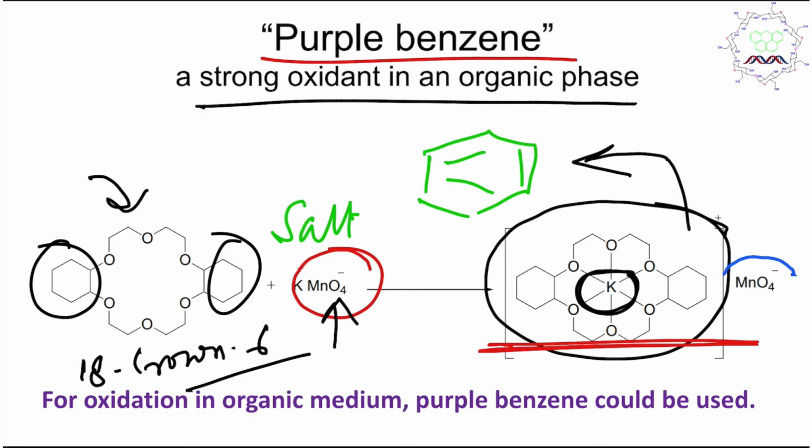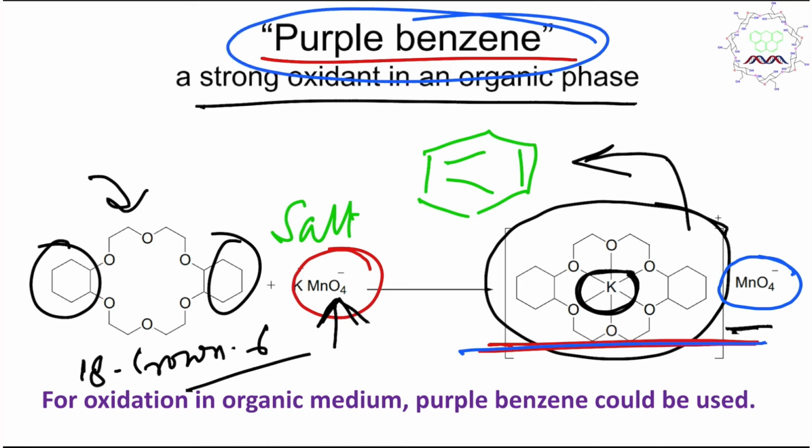Subsequently, along with that, the permanganate will go into the organic medium in order to maintain electroneutrality, because positive charge is going into the organic phase. Obviously negative charge will go. Charges don't like to remain separated in separate media, so that's the uniqueness. So in benzene medium you can get the property of permanganate, meaning an oxidizing agent, because of this 18-crown-6 crown ether complex. So that is the uniqueness of this purple benzene.